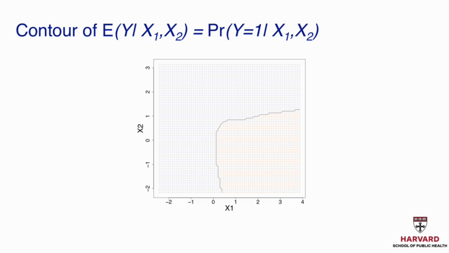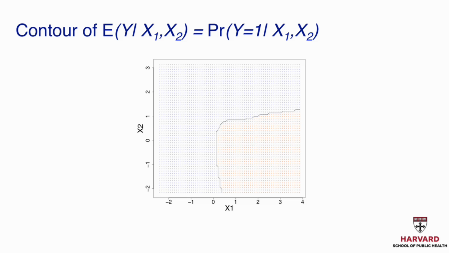So what we're after is the conditional expectation of y given x1 and x2. So for any pair of x's, we want to find the average value of all the y's with those two values. Now, because this is a 0-1 case, we have y is either a 0 or a 1, say a case or a control. This expectation is equivalent to the probability of seeing a 1 given x1 and x2.